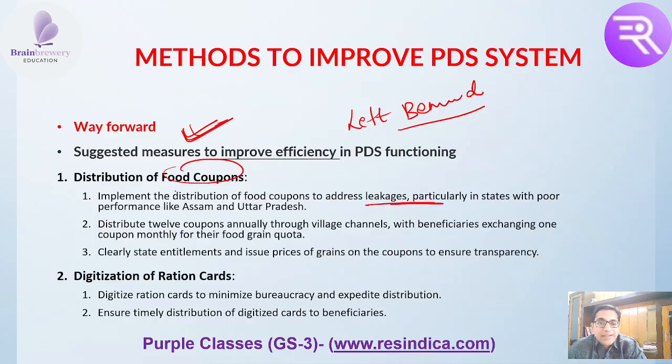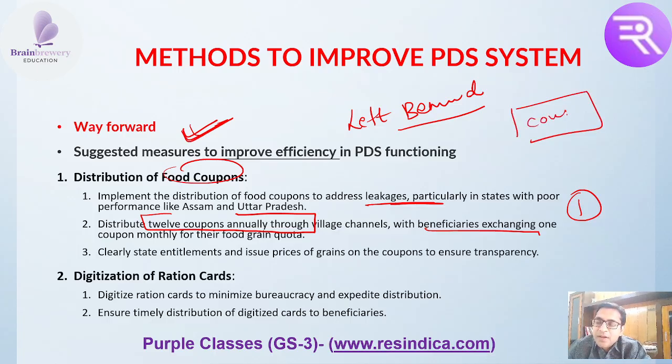It is said that you should distribute 12 coupons annually through village channels. So that beneficiary should go to the ration shop and give this coupon to the shop, and they can take their food from the quota. If I have this coupon, I will go to the fair price shop, and I will give this coupon to the fair price shop, and the fair price shop will give me a certain quota of what is included in that.